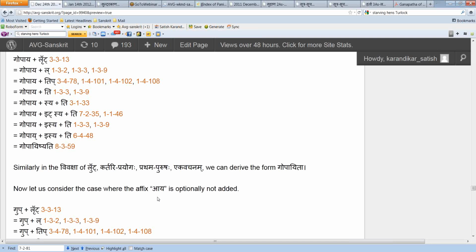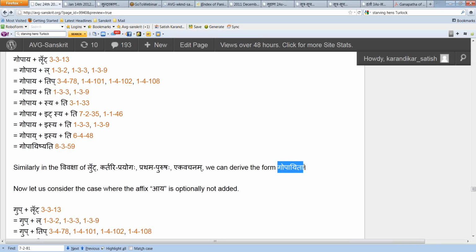Now, similarly, by the way, if you did the lut lakaraha, which is not today's topic, you would get the form gopayita. There also the idagama will be there. Then we get lutaha prathamasya daraasaha, then the ti lopaha. We get the corresponding form in lut would be gopayita, with similar steps.